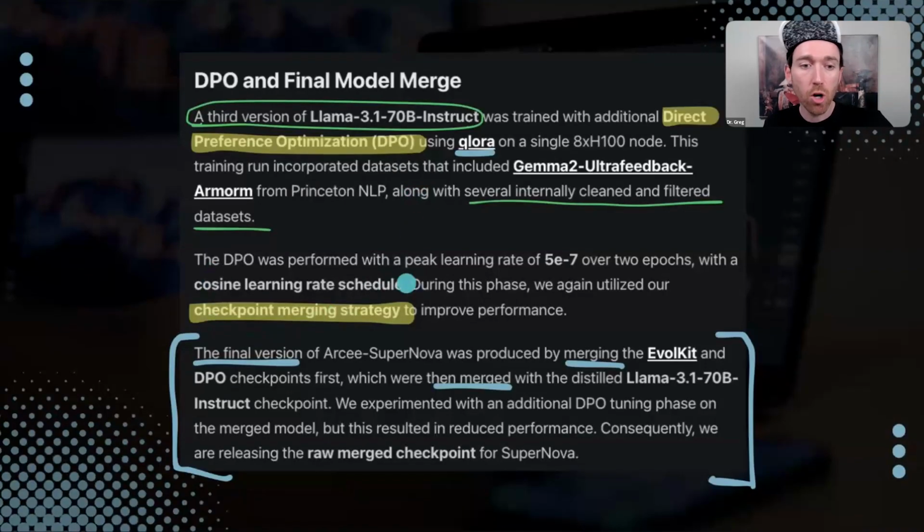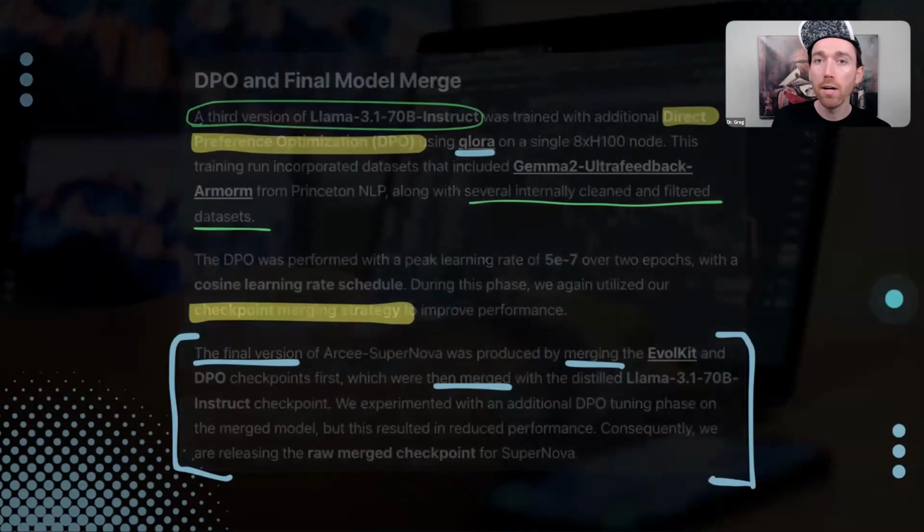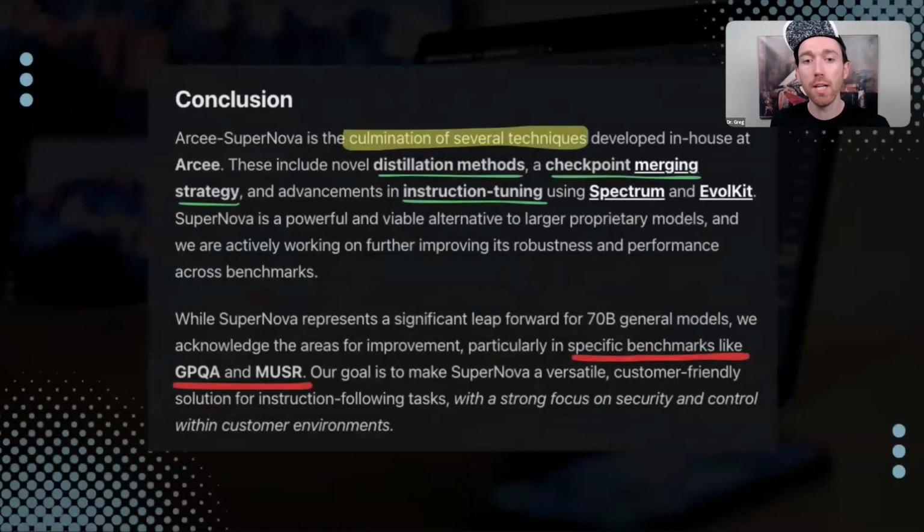The DPO also used this checkpoint merging strategy. The final version was produced by merging the checkpoints and then merging the distilled version. And then they did some additional stuff and then they decided to throw it out. Now, what were the results? Well, the results were like, hey, this was dope.